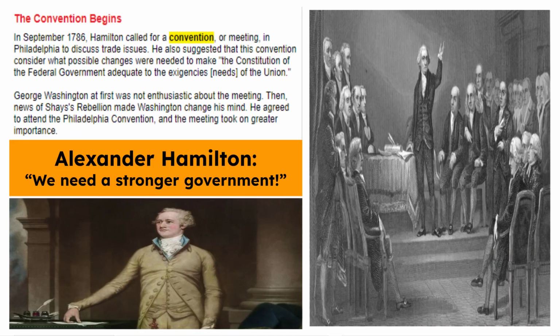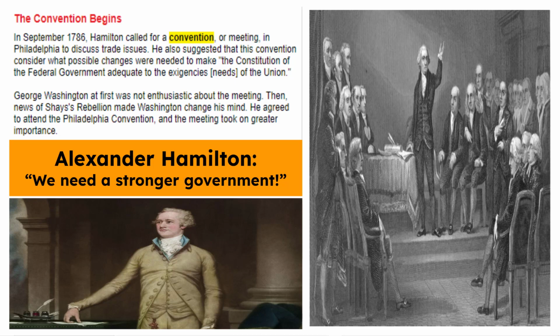The convention begins. In September 1786, Hamilton called for a convention, or meeting, in Philadelphia to discuss trade issues. He also suggested that this convention consider what possible changes were needed to make, quote, the Constitution of the federal government adequate to the exigencies, needs, of the Union. George Washington at first was not enthusiastic about the meeting. Then news of Shays' Rebellion made Washington change his mind. He agreed to attend the Philadelphia Convention, and the meeting took on greater importance.